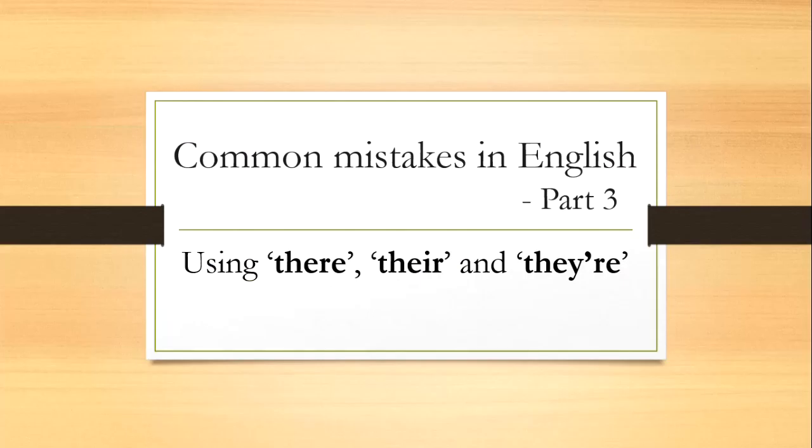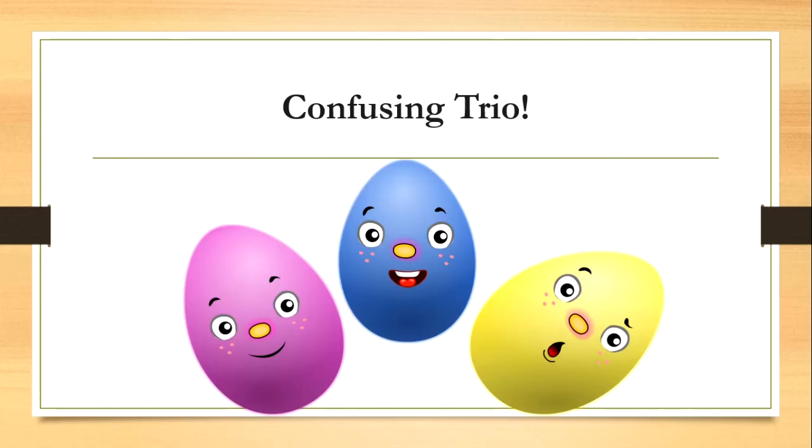Hello friends, today I'm going to tell you about a common mistake we make in English, which is using there, their and they're incorrectly. Now this can be so confusing because they're homophones and are pronounced the same. However, each of them has a different meaning and a different spelling.